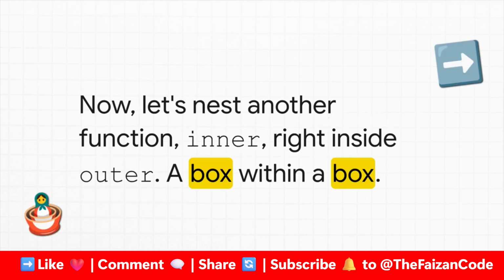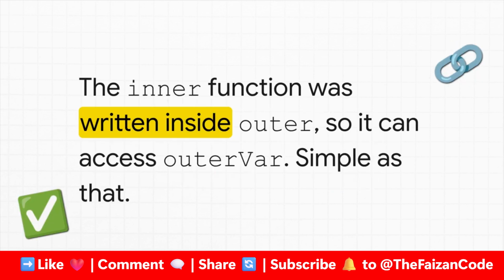Now, let's do something interesting. We're going to nest another function, inner, right inside of outer. We've basically just created a box inside of another box. And here's the magic. Because we wrote the inner function inside of outer, it has access to everything outer has. So when we call inner, it first looks around for outerVar inside its own scope. Doesn't find it. So it just looks one level up to its parent, finds it there, and logs the value.